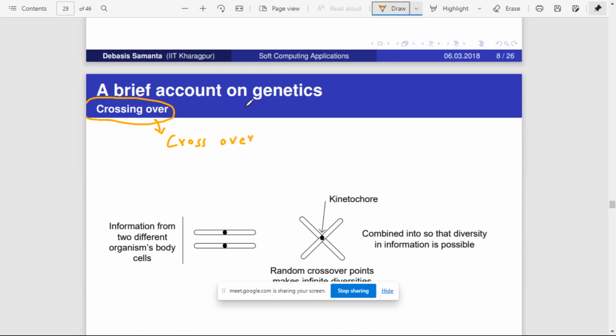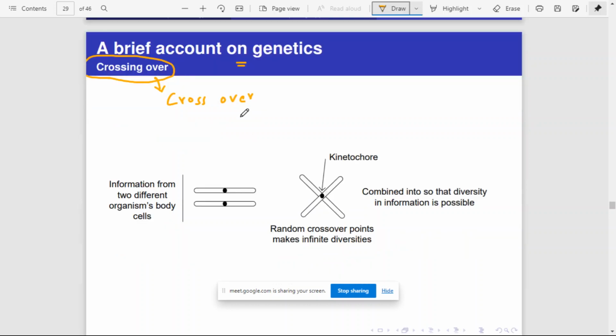So in genetics, crossing over means there are two chromosomes. From these two chromosomes, a midpoint, though it is not necessarily a midpoint, some point will be selected in each chromosome. This point is called the kinetochore.